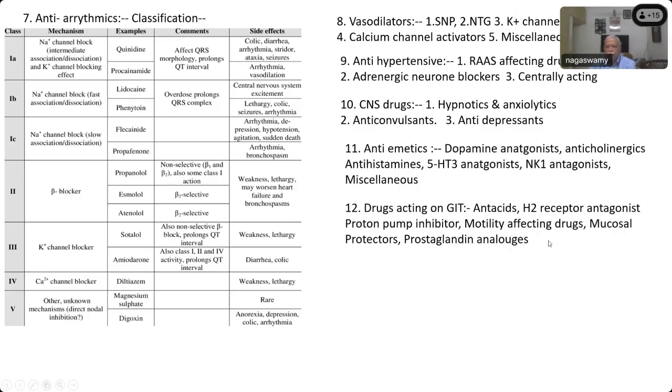And then mucosal protectors. What are the examples of mucosal protectors? Sucralfate. Where do you use it? Ulcers, GERD, and in ICU patients to prevent stress ulcers. That is because patients in ICU are very much stressed out, so it is better to give sucralfate to protect. What other drug can be used to protect the mucosa from the gastric erosion caused by NSAIDs?